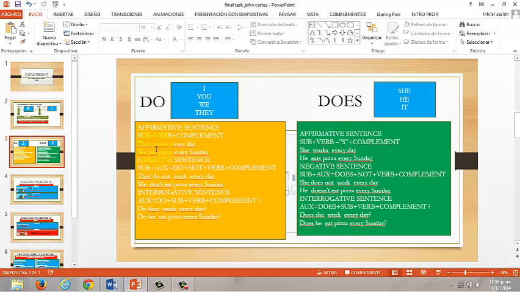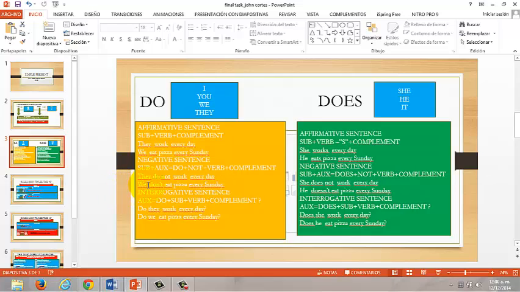I'm going to show you how to change to negative. In the negative sentence, we put subject plus auxiliary, and in that case the auxiliary, remember, is do, plus not plus verb plus complement. So in that case, they do not work every day. We always follow the structure: subject, auxiliary do, not, work, that is the verb, and the complement every day.